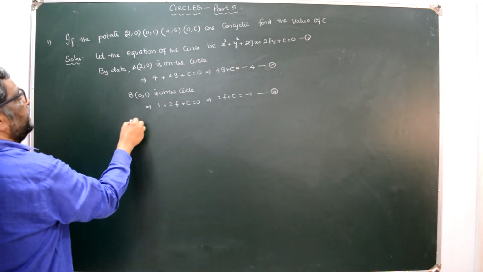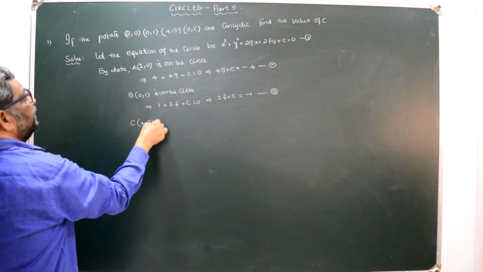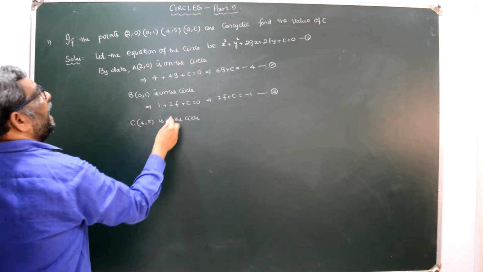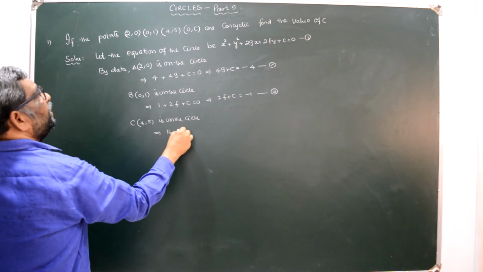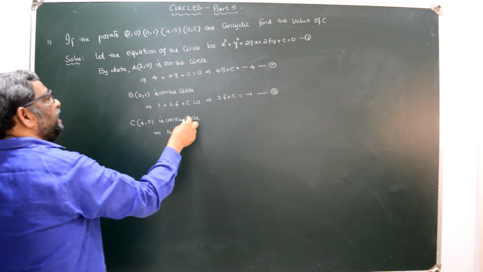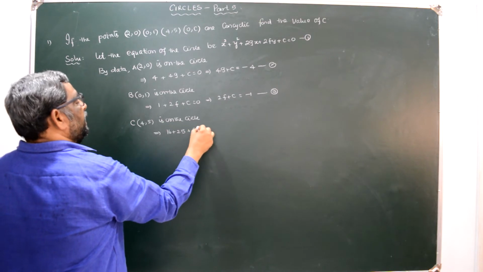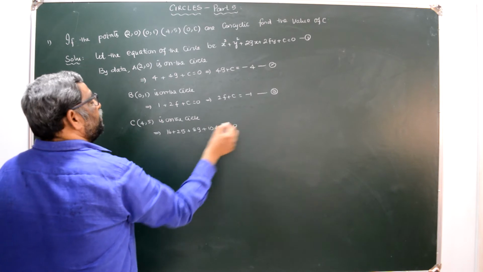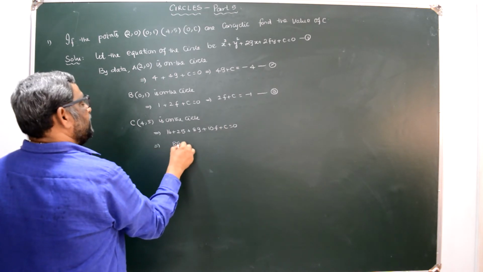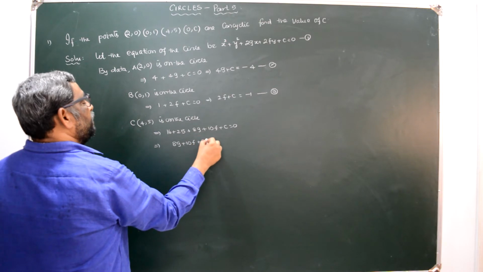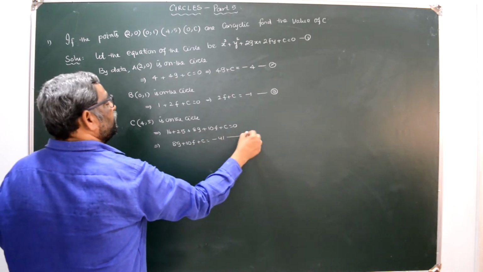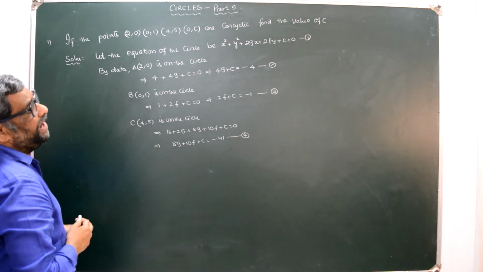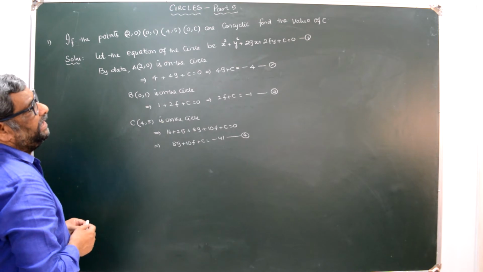Now the third point, C (4, 5), is on the circle. You can write this as 16 plus 25, again substituting in the equation, 2g means 8g, plus 10f plus c is equal to 0. This is 8g plus 10f plus c equal to minus 41. You can call this as 4. Now by solving the equations we can get the value of g, f and c.